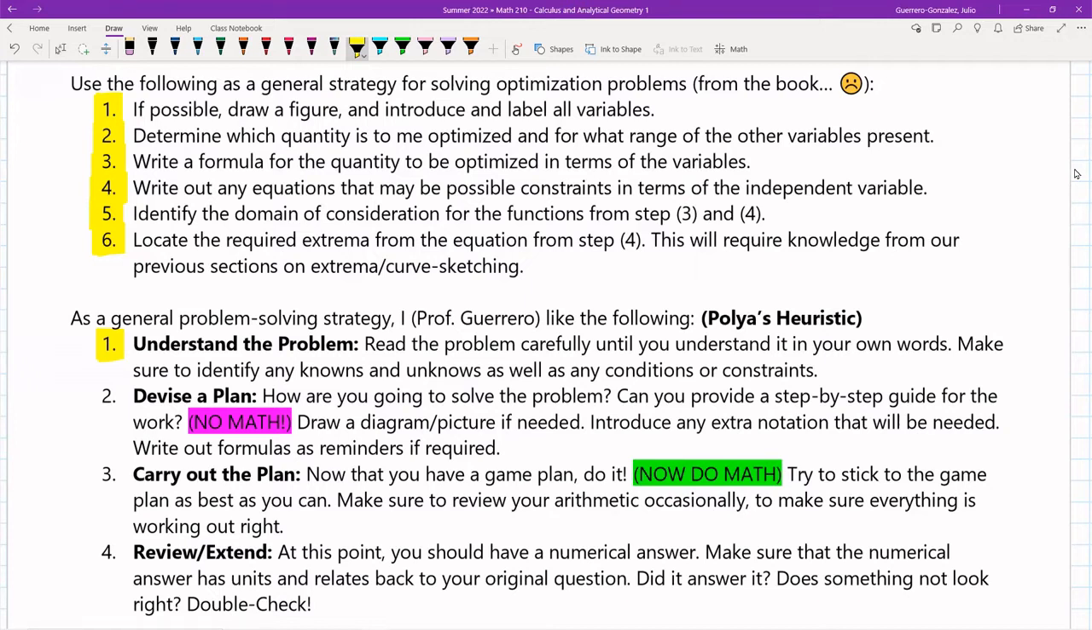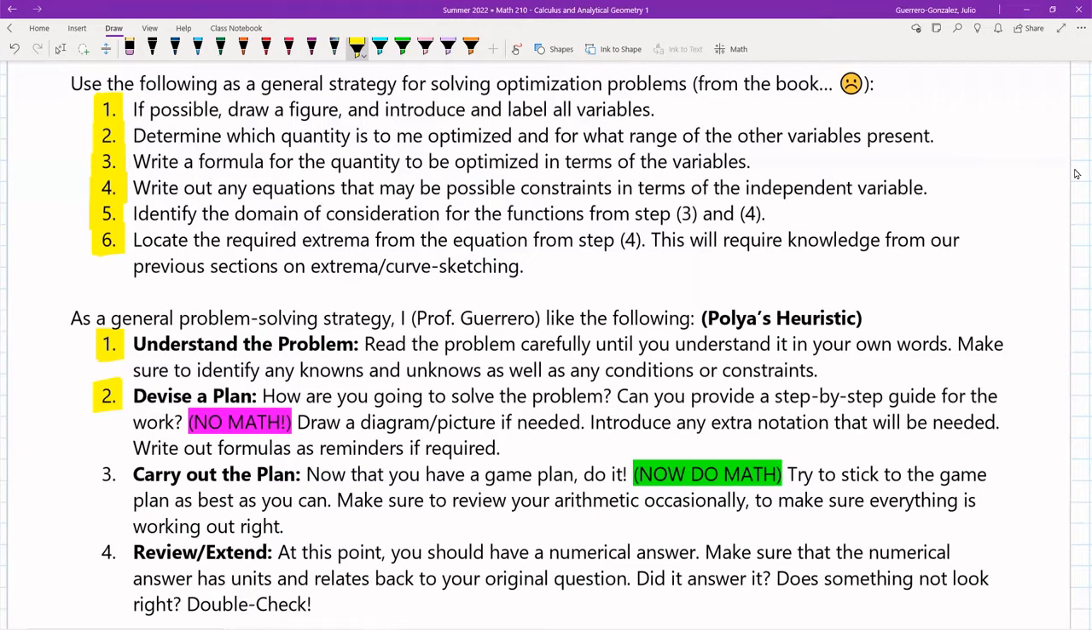That's step one. Step two is devising a plan. Notice how I have highlighted there, no math. We're not doing math yet, not the bona fide algebra or arithmetic at all. This is just devising a plan. How are you going to go about solving this problem? Can you provide some sort of step-by-step to get to an answer? No plug and chug yet.